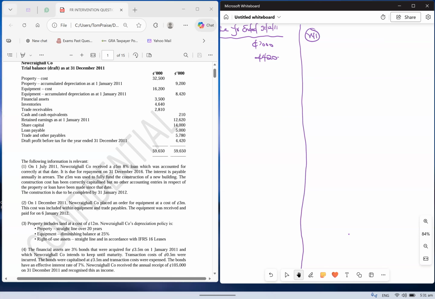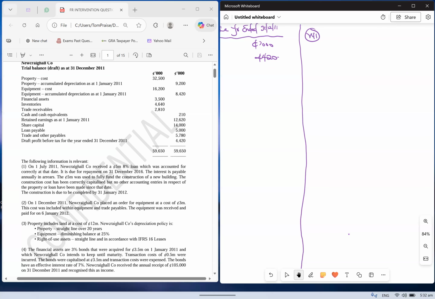So the first one: in July 2011, Craig Hall Company received a 5 million 8% loan, which was accounted for correctly, so we don't have a problem with the loan. It is due for repayment on 31st December 2016. The interest is payable annually in arrears.